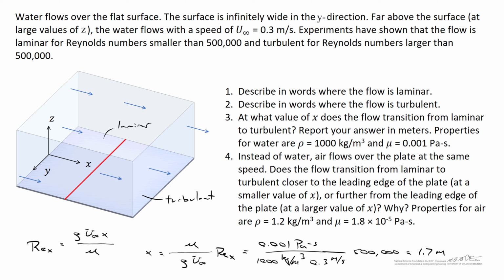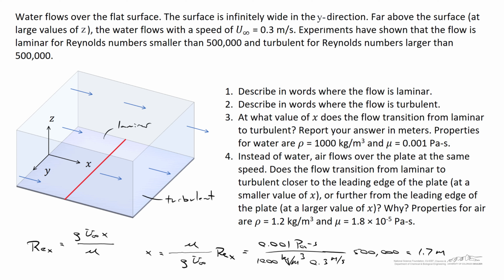And for part 4 of this problem, we're going to switch the water out with air. So now we've got air flowing over the surface at the same speed. And the question is, does that transition from laminar to turbulent occur closer to the leading edge, or does it occur further away from the leading edge when we switch out water with air?